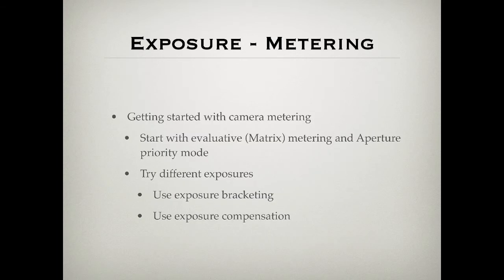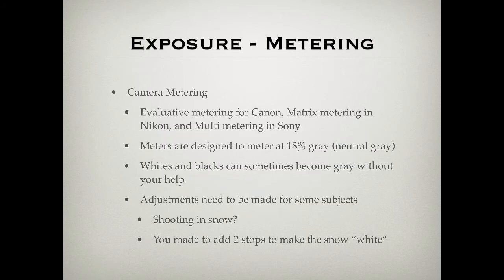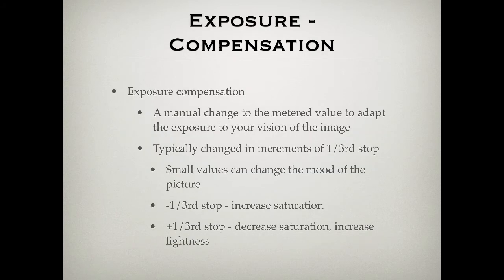So as I mentioned, getting started, use evaluative matrix metering, aperture priority mode. Try different exposures, experiment. Use exposure bracketing or exposure compensation, or change the ISO to see what happens if you over or underexpose your images. So exposure compensation is another way to change the settings. This will change the shutter speed without having to change the ISO setting.